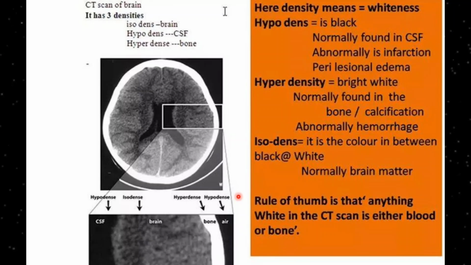The next is hyperdensity. It means bright white. Normally the calcification would be hyperdense, and abnormally hemorrhage will also be hyperdense. As far as isodense is concerned, it is the color in between black and white, and normally brain matter appears isodense. One important rule they have mentioned here is that anything white on the brain CT scan would be either blood or bone.